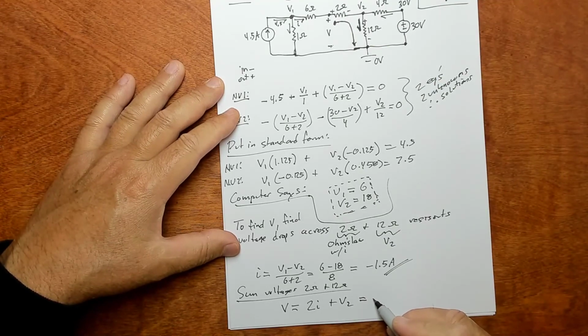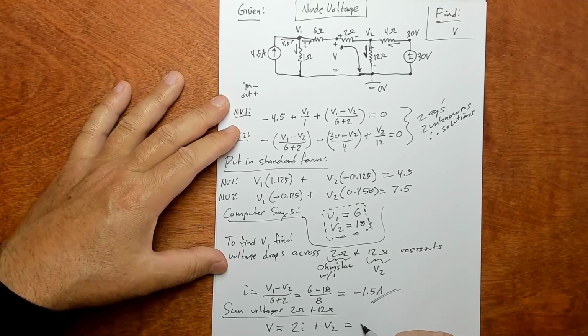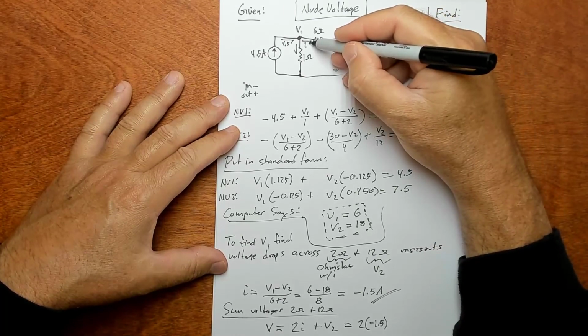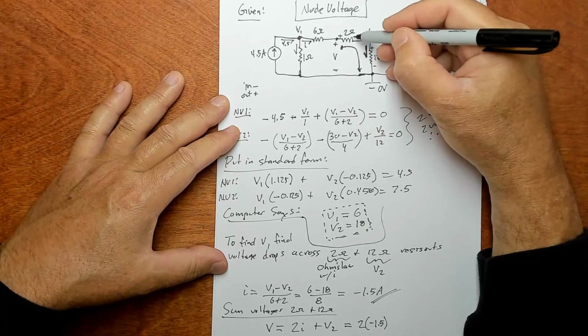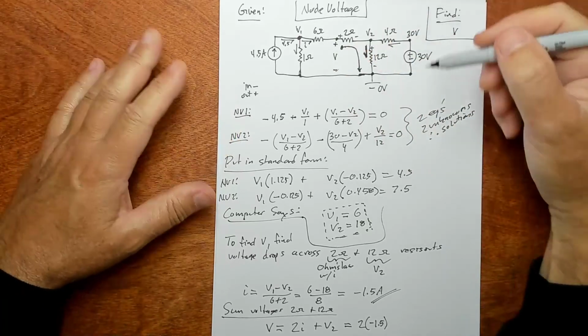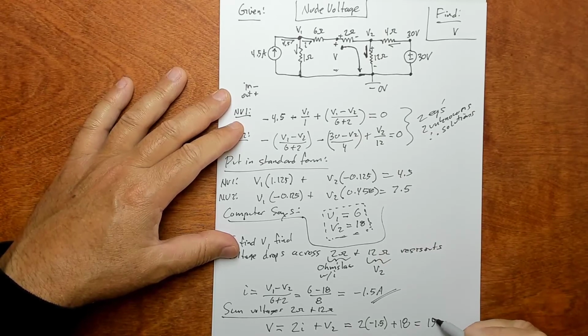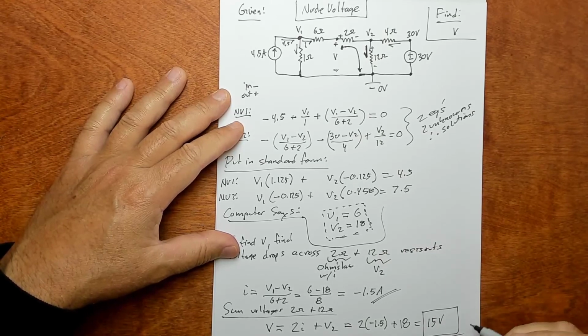And then put the numbers in. So this is 2, and it's minus 1.5 because the current is actually going the other direction. But you just stick with the arrow. You stick with the arrow current direction that you started with, and the positive signs you started with, and just use the negative number all the way through. What is V2? Where is it? 18, right? So this is 15 volts, and that's the answer.